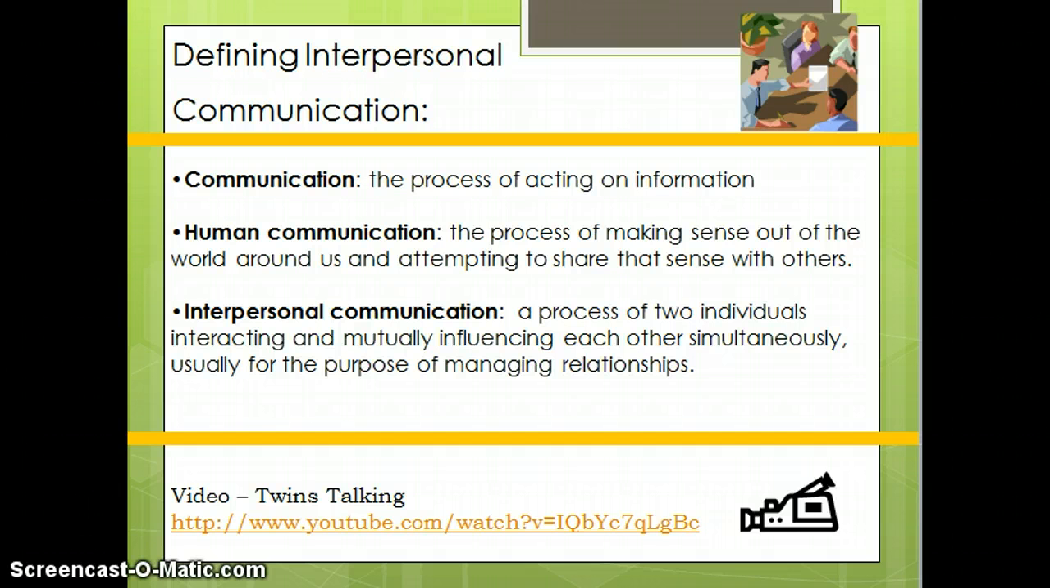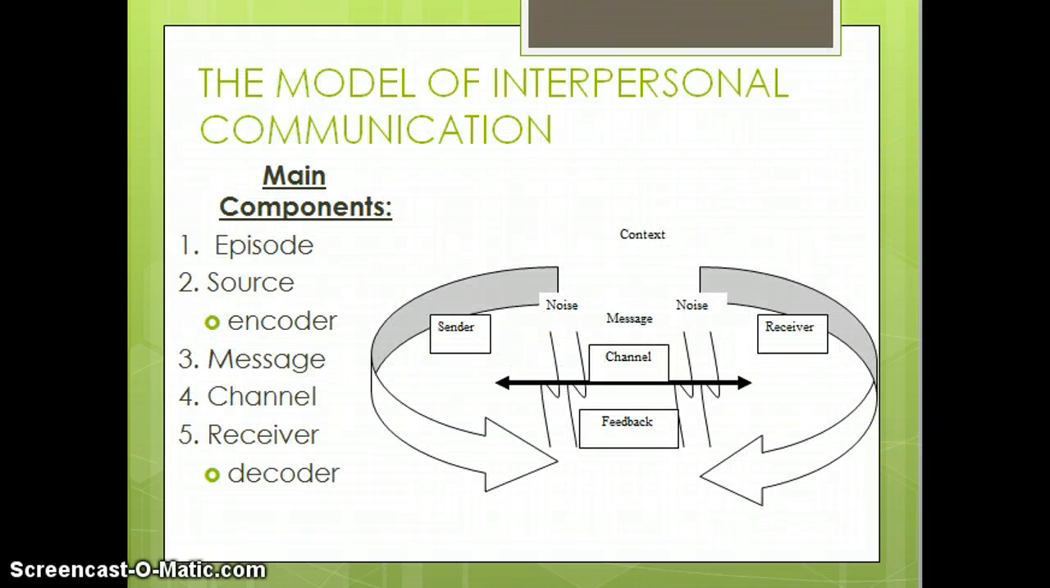After we have a definition of what interpersonal communication is, I think it's important to look at the model. We're going to start with the main components of interpersonal communication, and this model shows 5 main components: episode, source, message, channel, and receiver. The episode is just the communication act, the conversation, the actual episode of the communication happening. The source is the person who is sending the message.